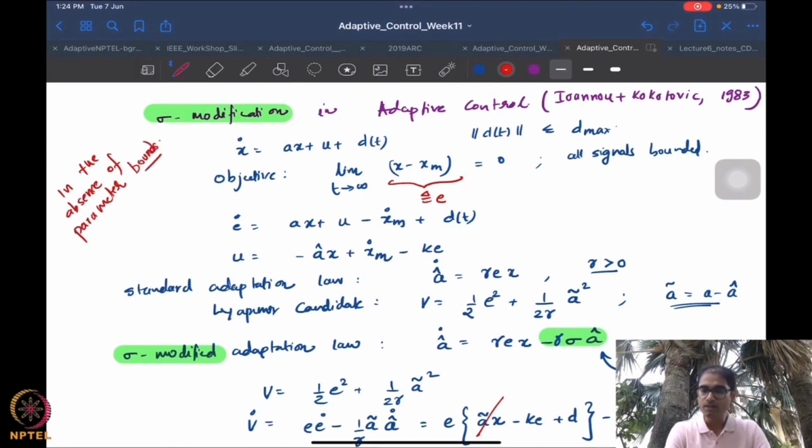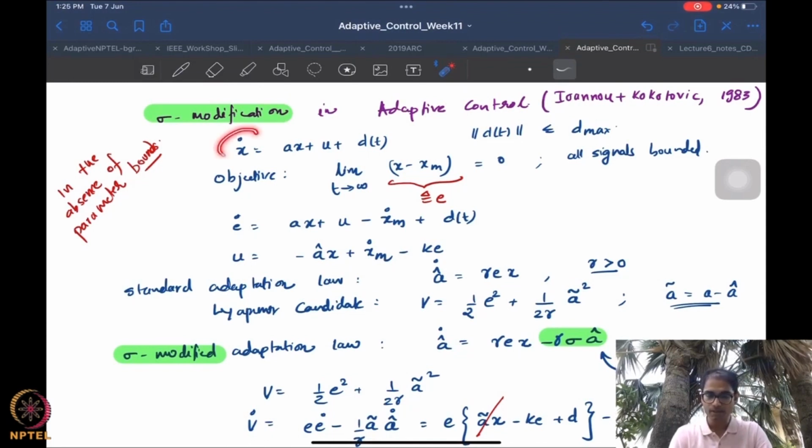Okay, in the absence of parameter bounds. So the question is, what happens if you don't have parameter bounds and you still want to impart some kind of robustness to your adaptive control, right? So we start as usual with the same system, and this is called the sigma modification in adaptive control by Ioannou and Kokotovic. We start with the same system.